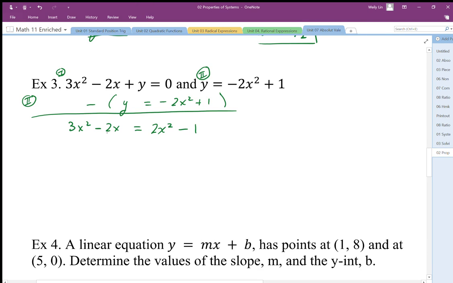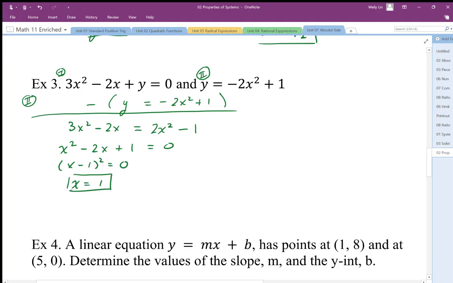I can solve for my x. This is a quadratic, so I need to solve this as a quadratic. So I get x squared minus 2x, and that becomes plus 1 equals 0. I can solve this by factoring. And so x is equal to 1.